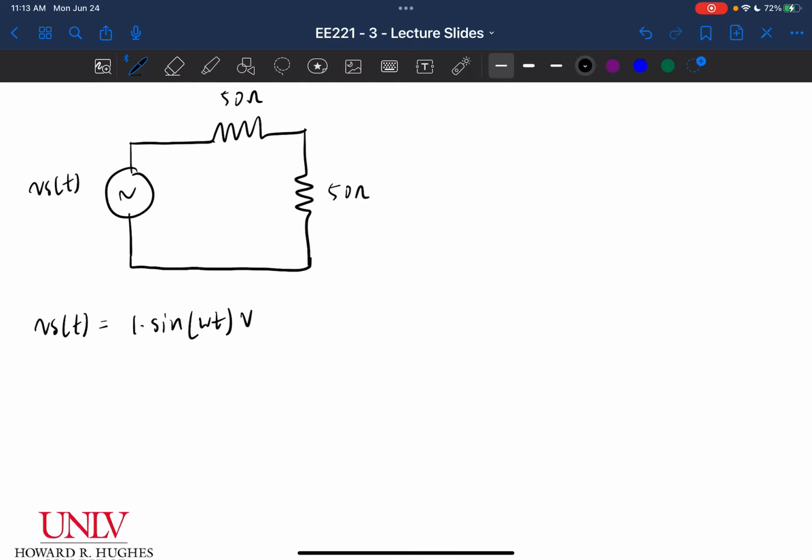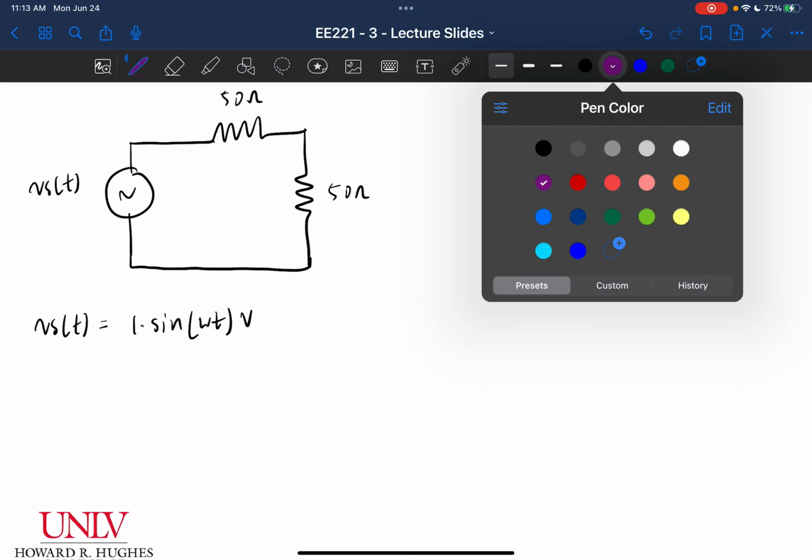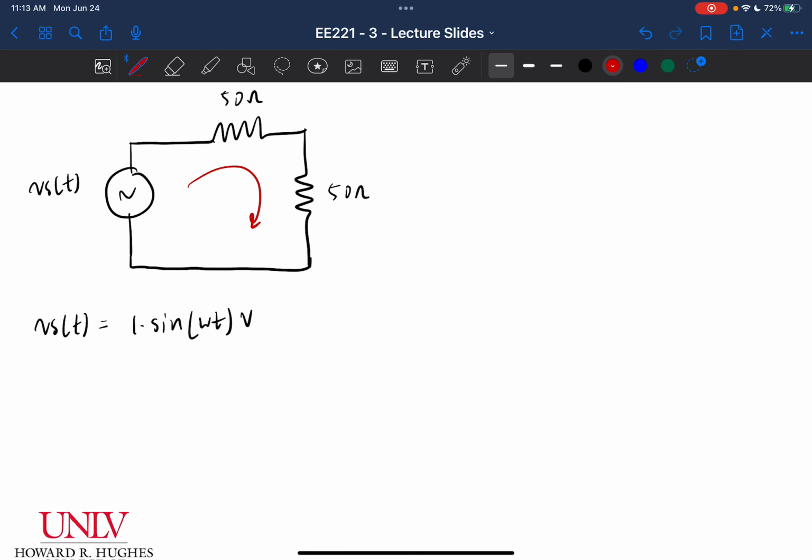And we're interested in determining the current. Oops, let me grab the red. We're interested in determining the current here, I of t. And then we also want to determine the power, the average power dissipated by this second 50 ohm resistor here.